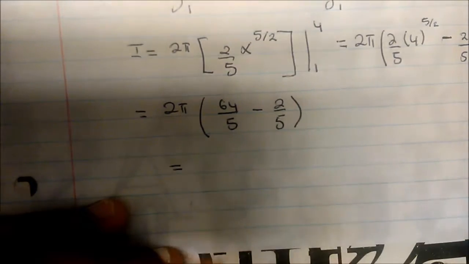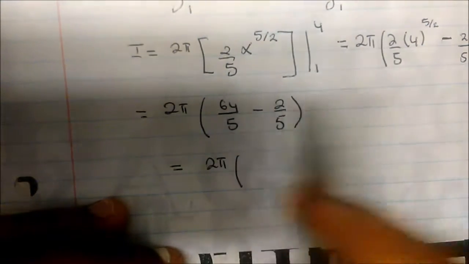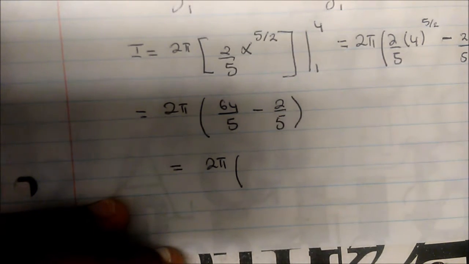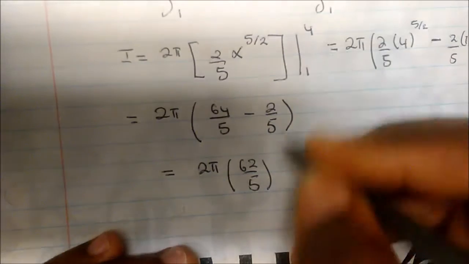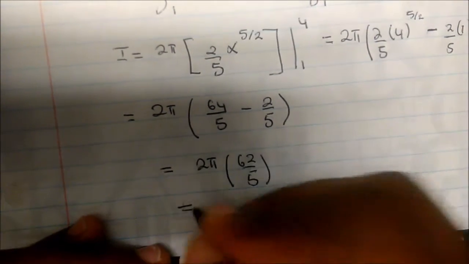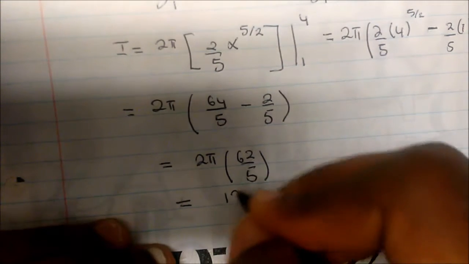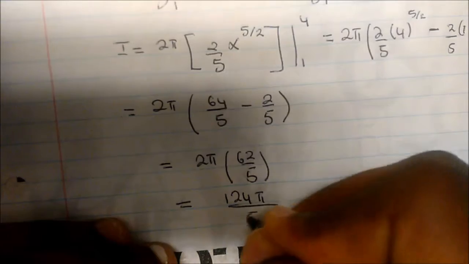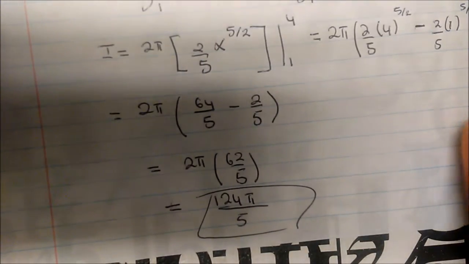And if I look at this, if I subtract that, that becomes 2 pi times, well, 2 minus 64 is just 62. So this becomes 62/5. Okay. And again, we could simplify more. So we could say, okay, well, 2 times 62, that happens to be 124 pi/5. So that would be your volume there.